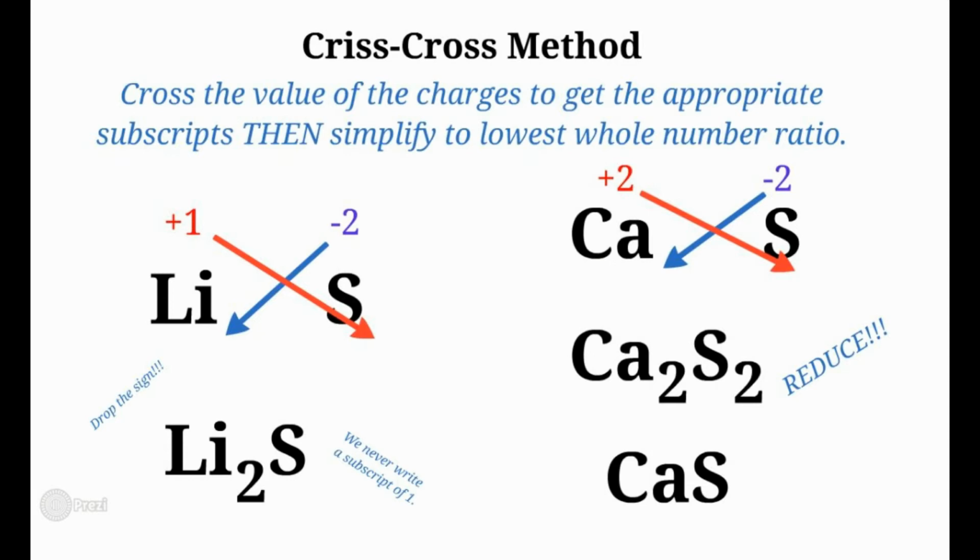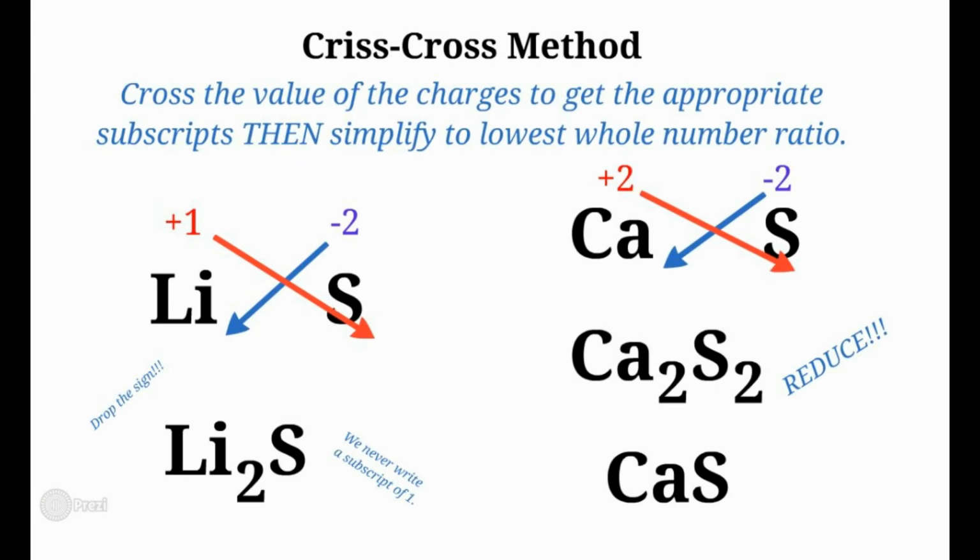All you do is you list those charges. So let's take our same example we just talked about, which was lithium sulfur. +1, -2. Guess what? Here's a step-by-step process. Number 1, drop the signs after you write them. Okay? So you get to this part right here where you put their charges above their heads.